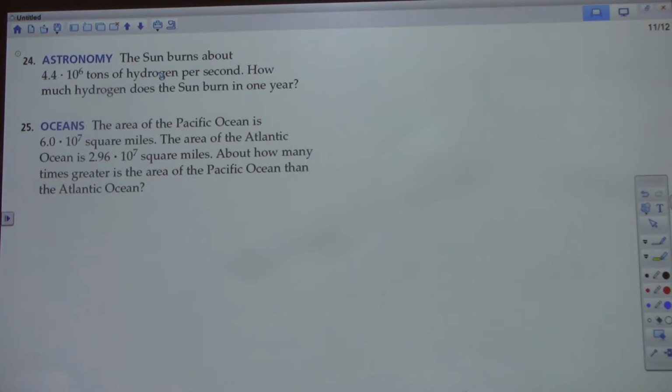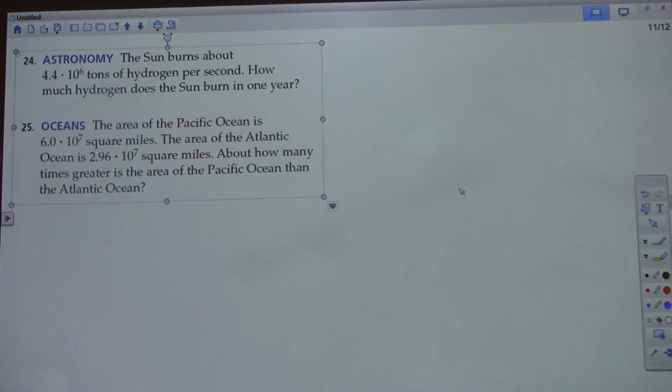Do number 25. The area of the Pacific Ocean. Now, this is the same one we did the other day, and I said, what if somebody weighs 300 pounds and you weigh 100 pounds? How much bigger are they than you? Then you take the 300 and you divide by the 100. They're 3 times bigger. Same thing here. Now, this one's easy because you don't have to do very much.